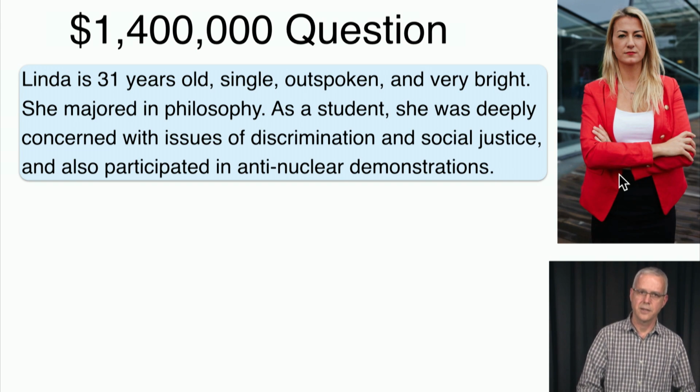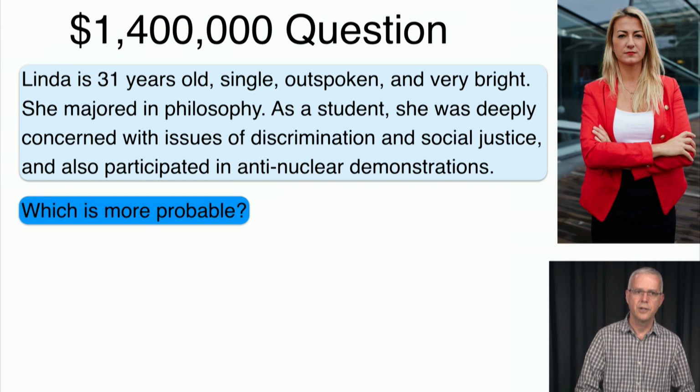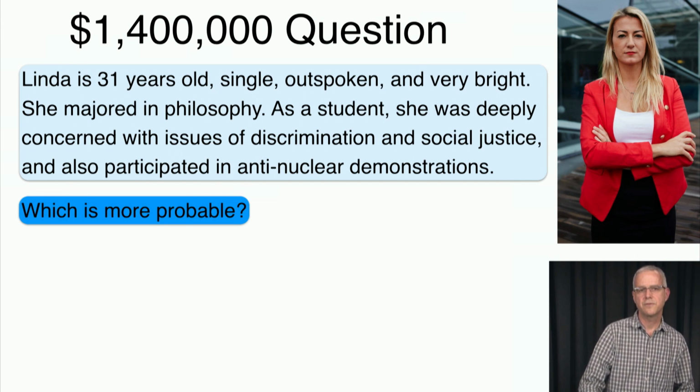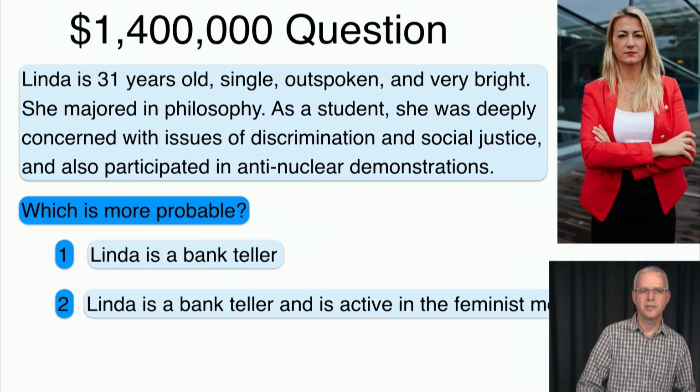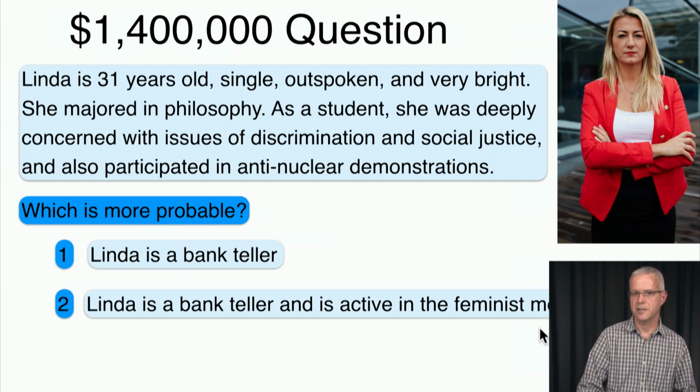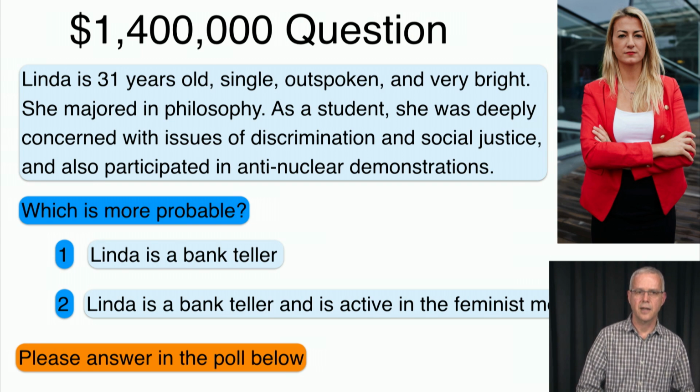Okay, and the question we have about her is simple. Which of those is more probable? Which has the higher probability? Okay, simple probability question. 1, Linda is a bank teller. And 2, Linda is a bank teller and is active in the feminist movement, as you can see on the right. So which of those is more likely? Maybe you can think about it.